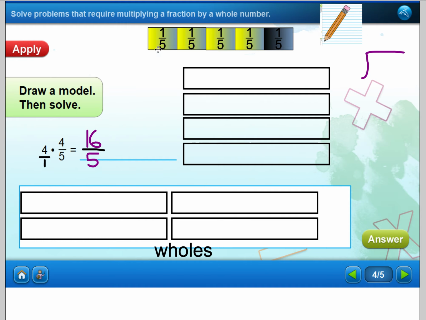Now, I have some bars already done here. What I'd like you to do in each bar is to create fifths, something like this. And again, if they're not exact, that's okay, as long as you have each of those bars looking like that. Push pause if you're going to do that now.